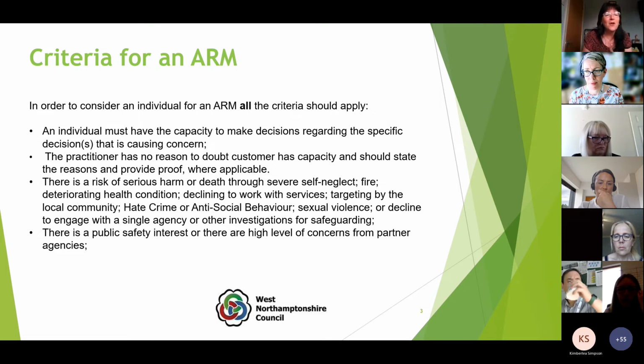Thank you. And where there's a public safety interest or there's a high level of concerns from partner agencies. So that's the criteria for the ARM.